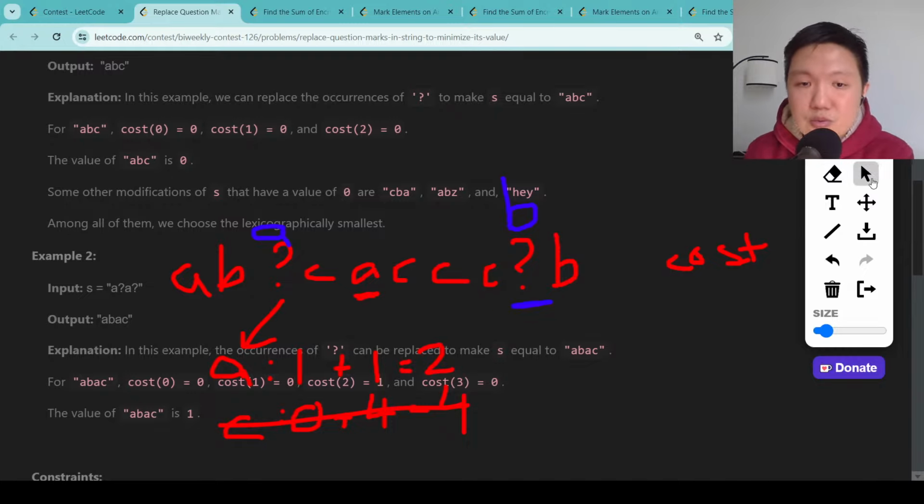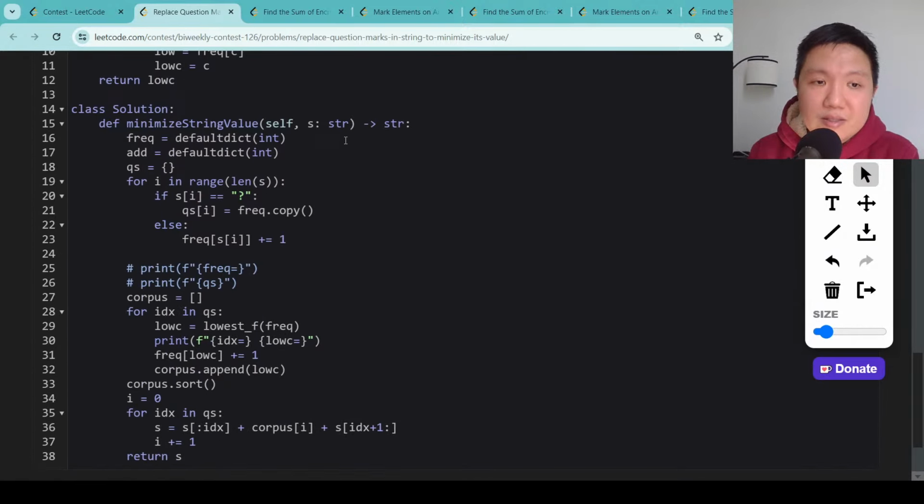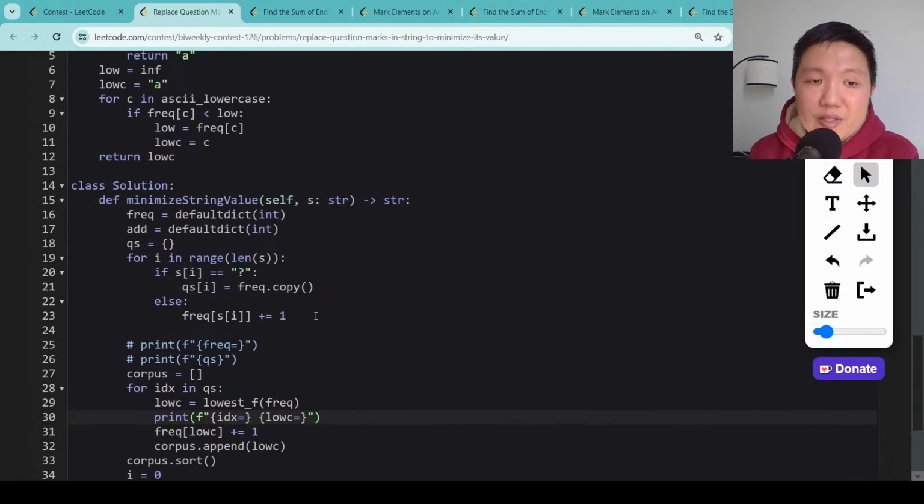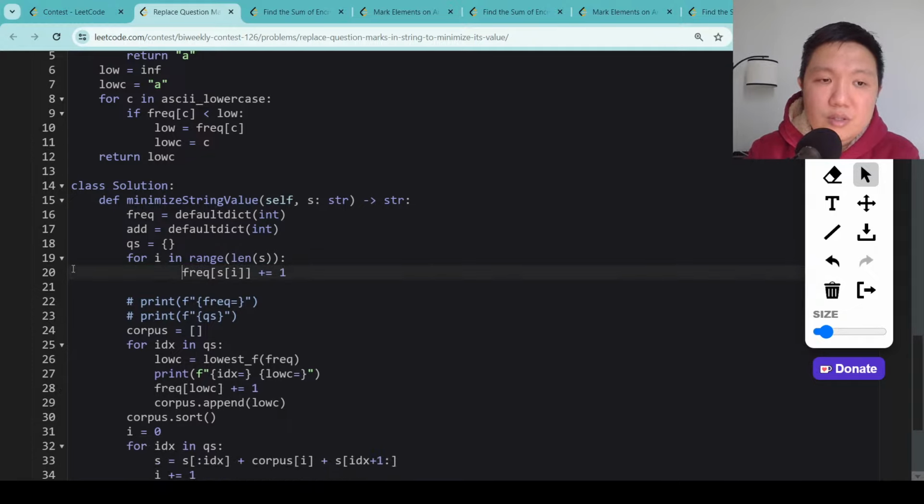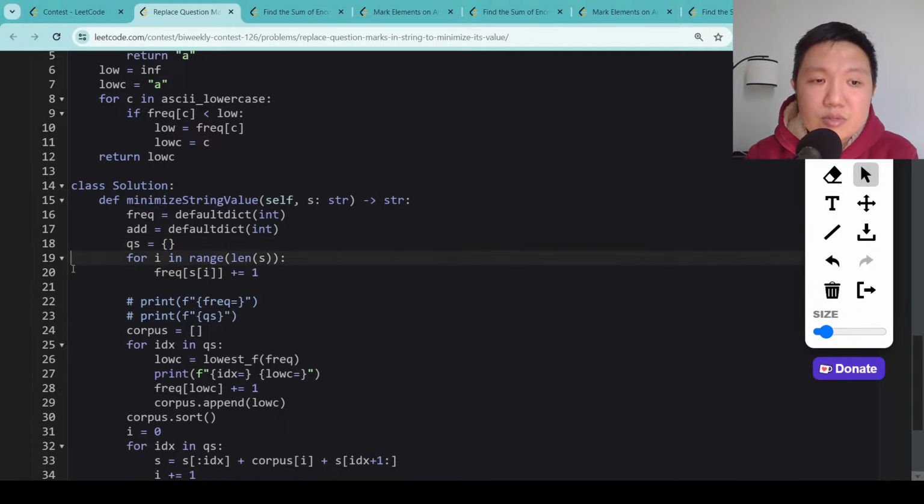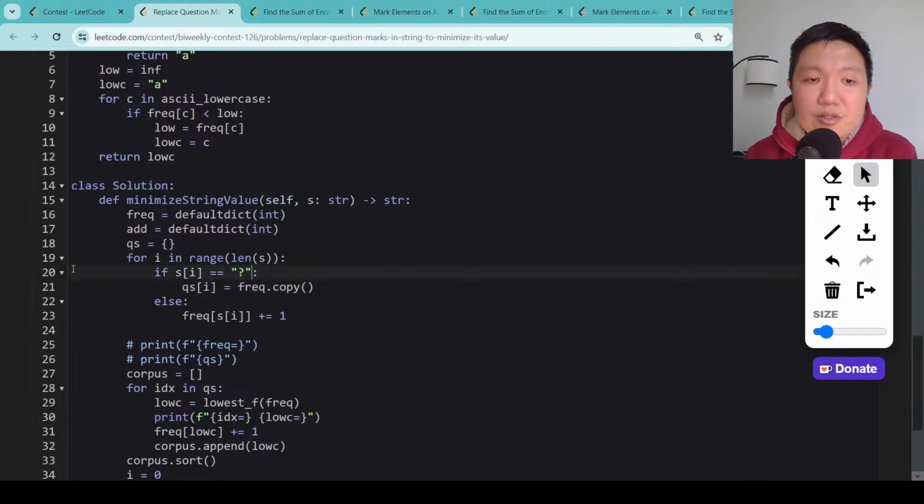So what you want to do is keep A. This is not the best code because I tried a few things. Basically what you need to do is go down the list. Every time you see a question mark, you remember the question mark. Every time you see a non-question mark, you increase its frequency by 1.